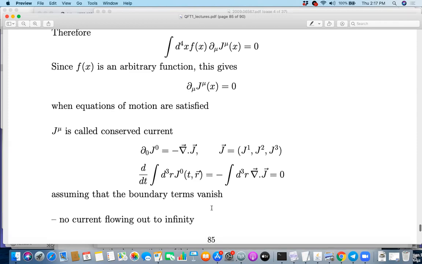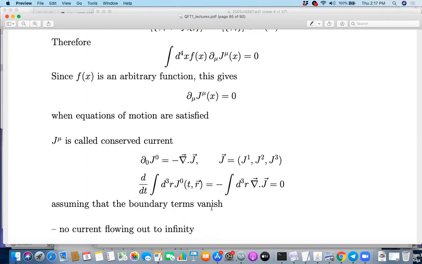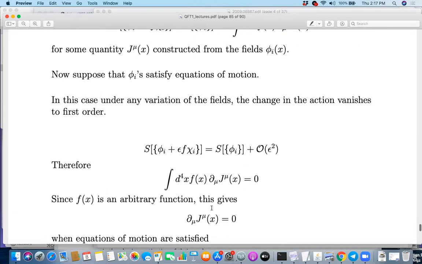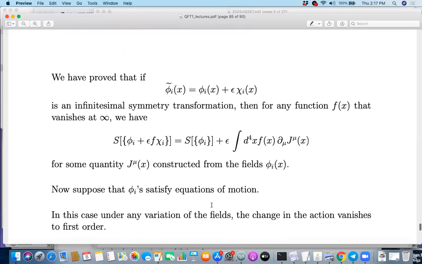Hello, sir. Yes, go ahead. The expression you have written, that after transformation phi goes to phi tilde equals phi plus epsilon times chi I, yes, and that you have written. So is this the general expression when f of x is not a constant?